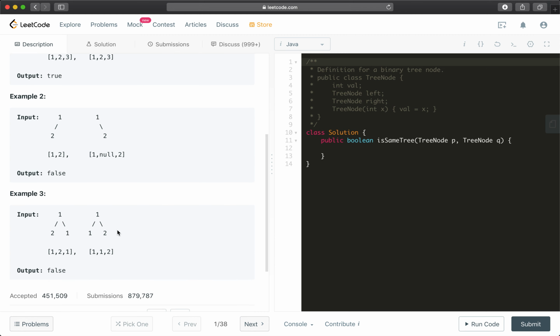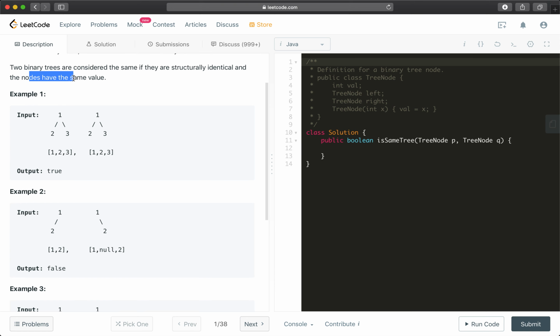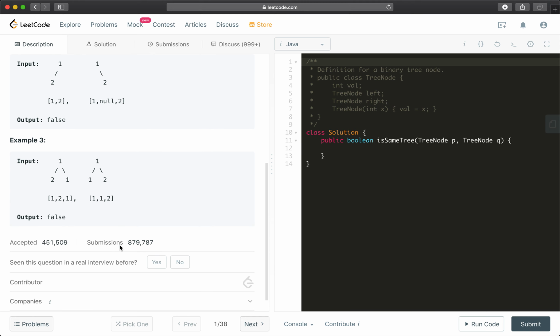The third one is also false. Why? Because it violates the second rule, which means the nodes don't have the same value, although structurally they are identical. It's a binary tree with two levels, but in the first tree, the left side has one child with a value 2, but the second tree has a left child with value 1, and so does the right side. So we're going to return false.